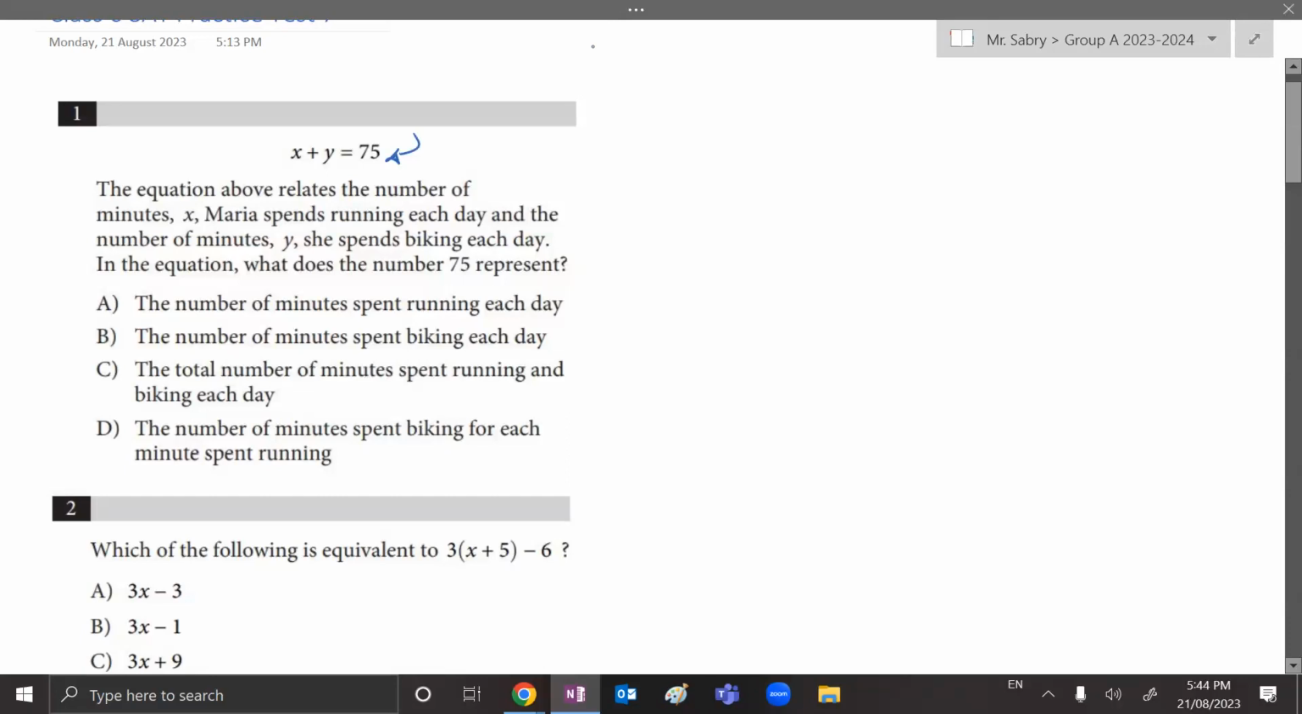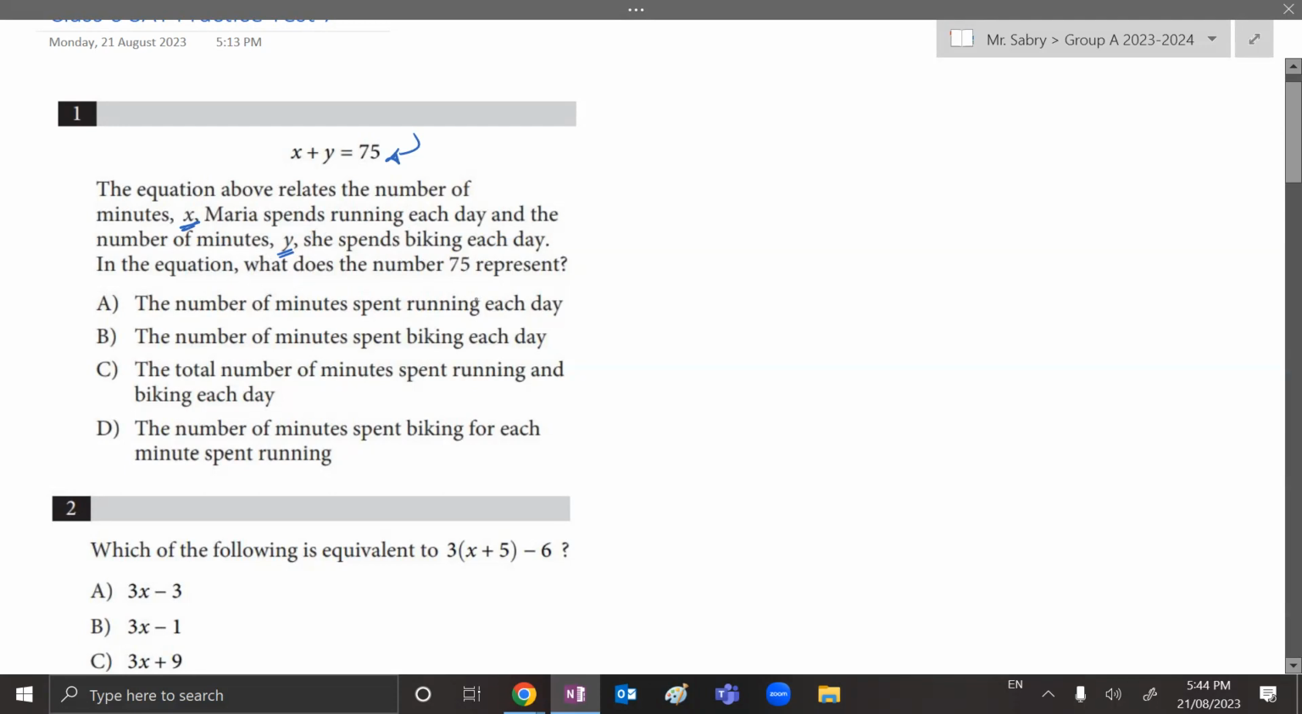It says the equation above relates the number of minutes x. So I understand now that x is the number of minutes Maria spends running each day, and the number of minutes y. So y is the number of minutes, but of what? She spends biking each day. So x is the running and y is the biking.